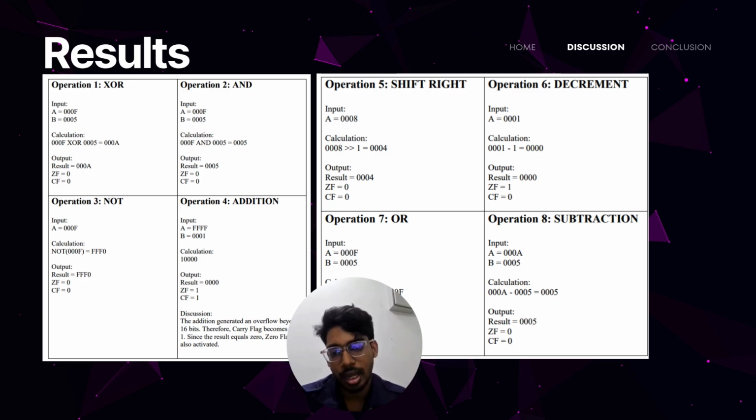For the addition, FFFF and 0001, which result in 0000, which means there's a carry and there's a zero flag. And for the fifth operation, which is shift right, we use the first input 0008, and when we shift it right, we got the output as 0004. And also, there's no carry flag and zero flag. And for the sixth operation, decrement, we use the first input 0001, and as output we got 0000, so there is a zero flag and no carry.